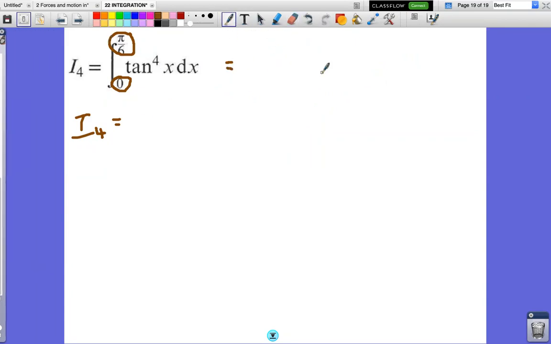This can be the integral of tan squared x dx. Why did I say the tan? Why was the previous one? I had tan raised to the power 3x times tan x. I said it may not work.